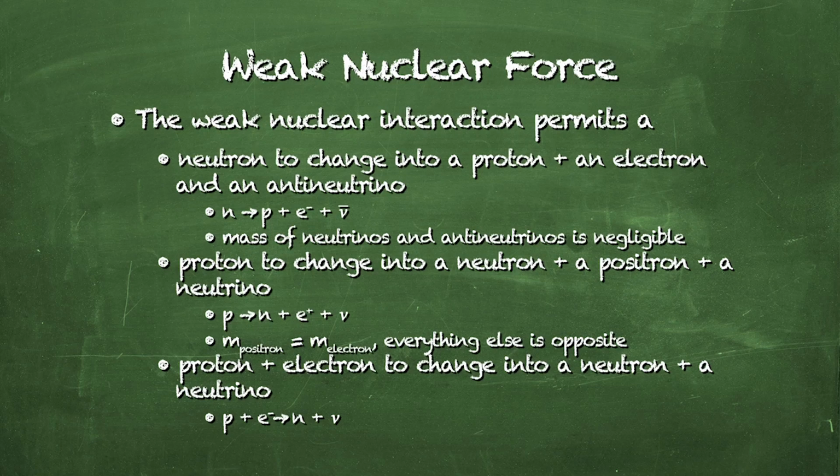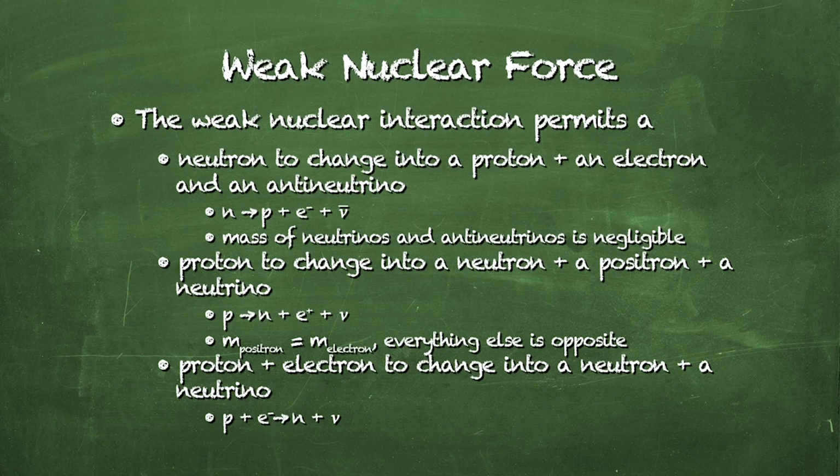Let's check our nucleon number. Proton has a nucleon number of 1. An electron is not a nucleon, so it has a nucleon number of 0. And that becomes a neutron with a nucleon number of 1 plus a neutrino with a nucleon number of 0. The electron and the neutrino are not nucleons, so our nucleons balance.